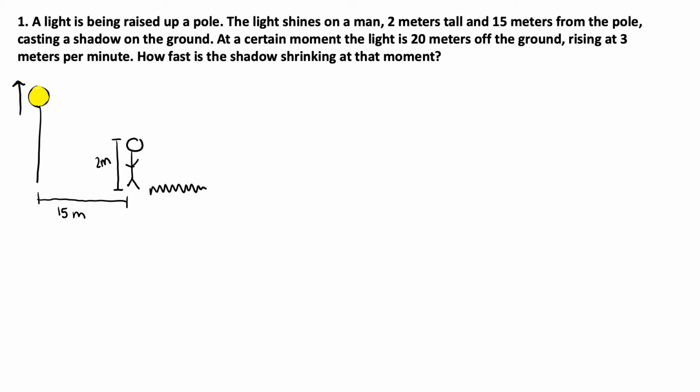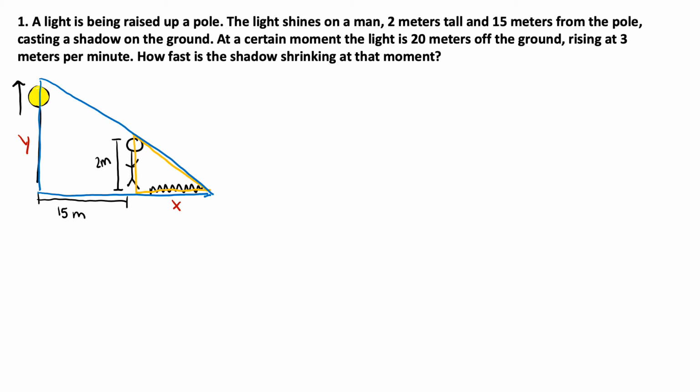At a certain moment, the light is 20 meters off the ground, rising at 3 meters per minute. How fast is the shadow shrinking at that moment? So I'm going to go ahead and set up some triangles here. So I see that I am going to create a triangle with the man and his shadow, just like I did in the introduction. And then I'm also going to have a larger triangle with my pole. Okay, I've got my similar triangles. Now I'm going to go ahead and label the missing pieces. So I'm going to label the shadow as x and the lamppost as y.